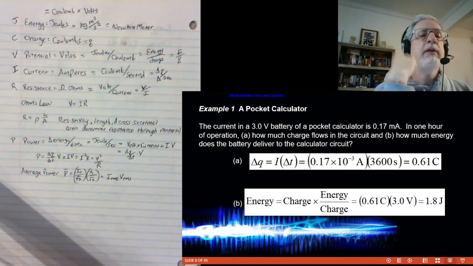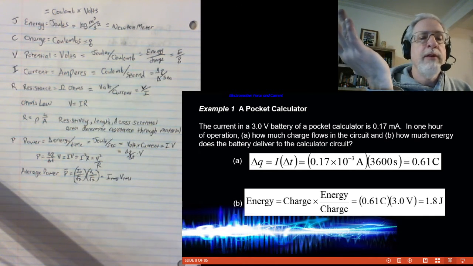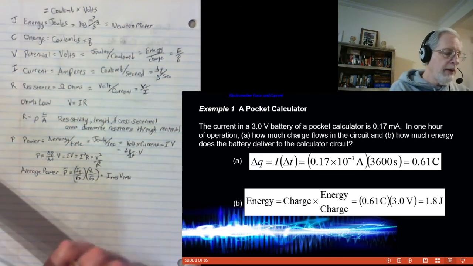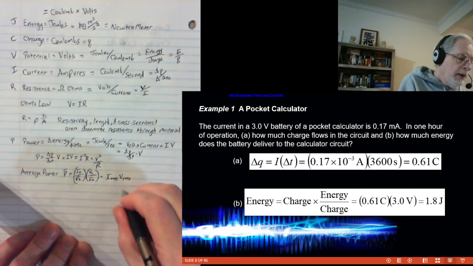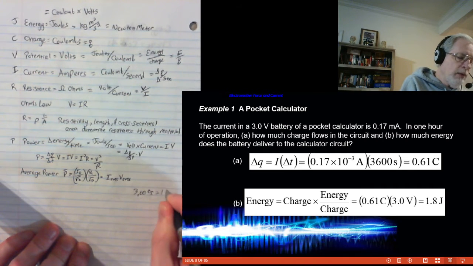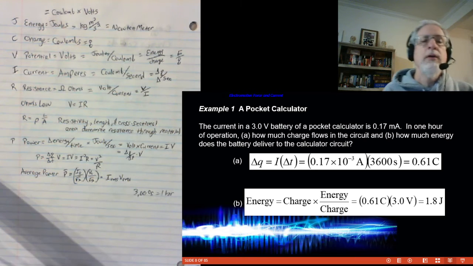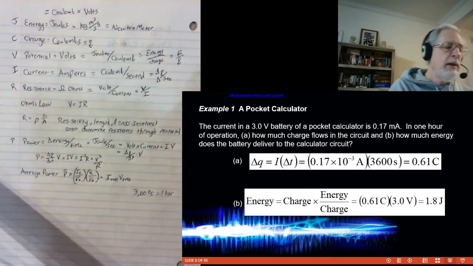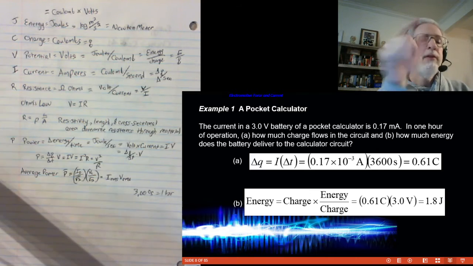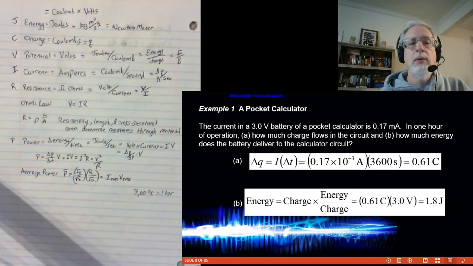So 0.17 times 10 to the negative third, or 0.17 milliamps. 3,600 seconds is a really good number to remember. 3,600 seconds equals 1 hour. So keep that in mind, because it's basically just 60 times 60, but it saves you a second of thinking if you just memorize 3,600 seconds in an hour. So we see here that that's 0.61 coulombs.